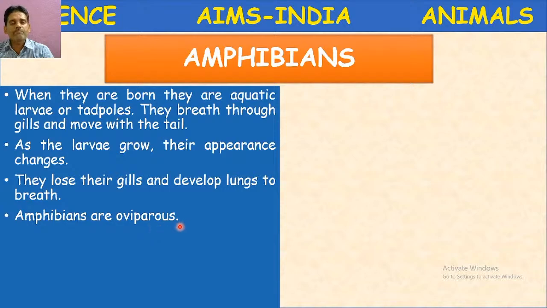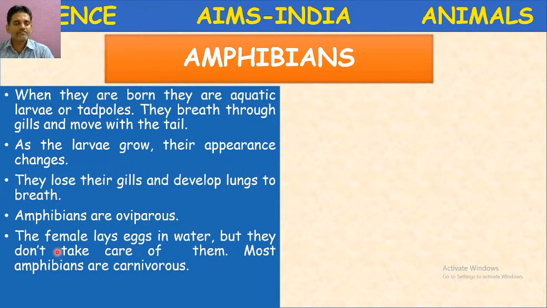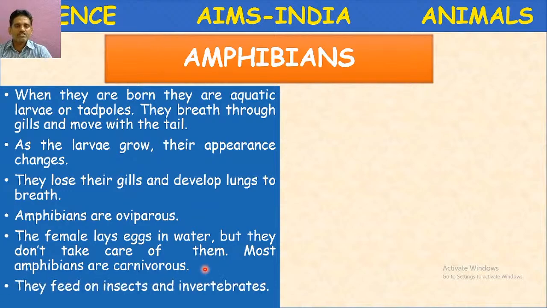Amphibians are oviparous. Oviparous means which lay eggs or which reproduce by laying eggs. The female lays eggs in water, but they don't take care of them. Amphibians' parental care is very less. They simply lay the eggs and the fertilization takes place outside the body, and these larvae will hatch by themselves and come out. Most of the amphibians are carnivorous. Carnivorous means which feed on animals or animal food materials. They feed on insects and invertebrates, small animals.